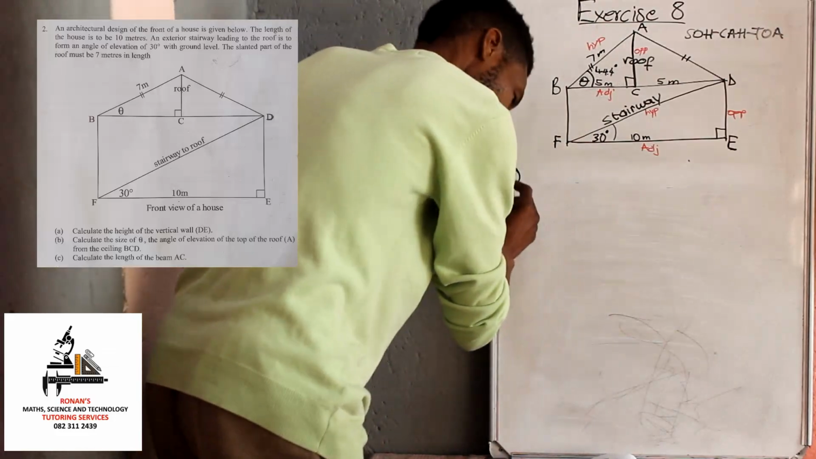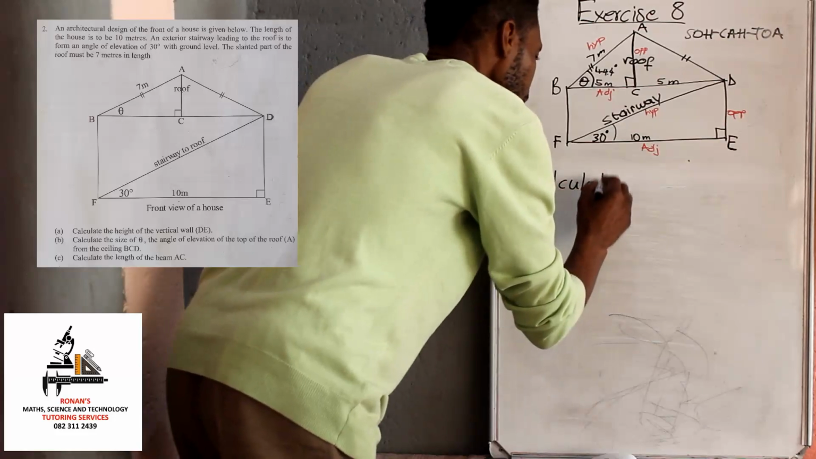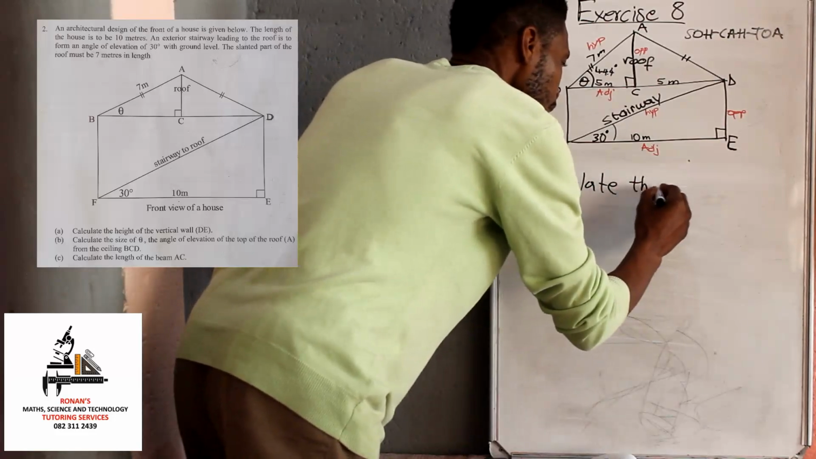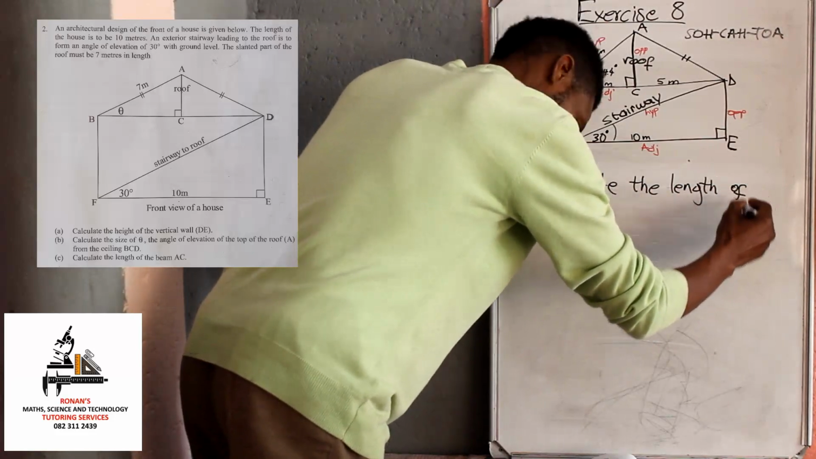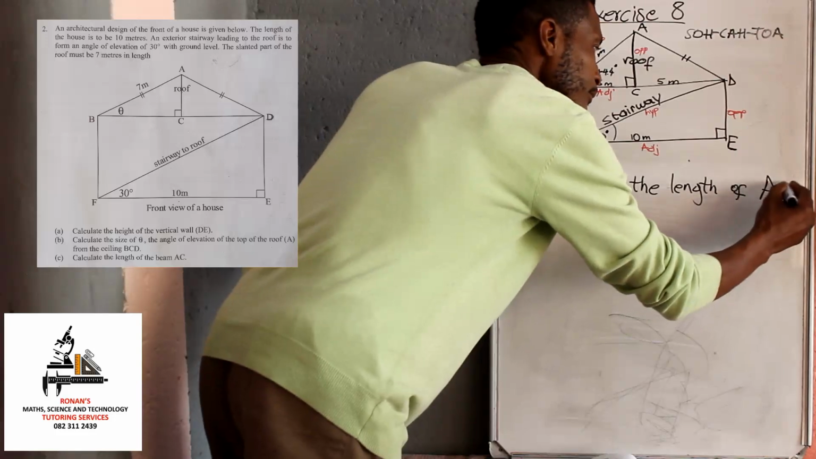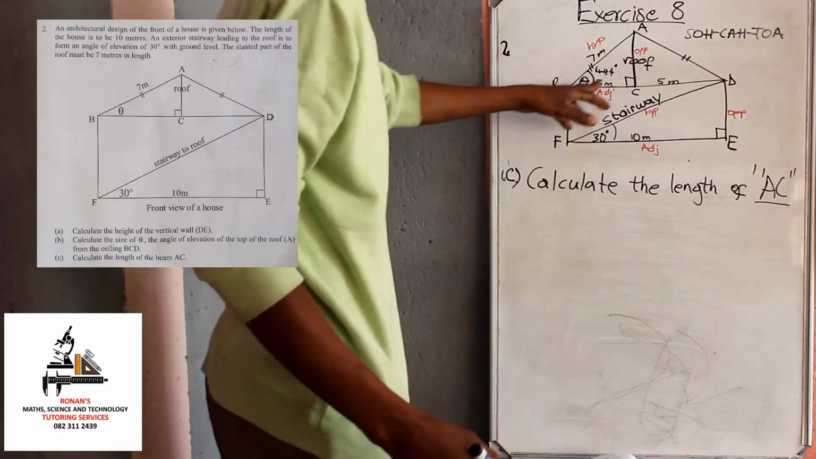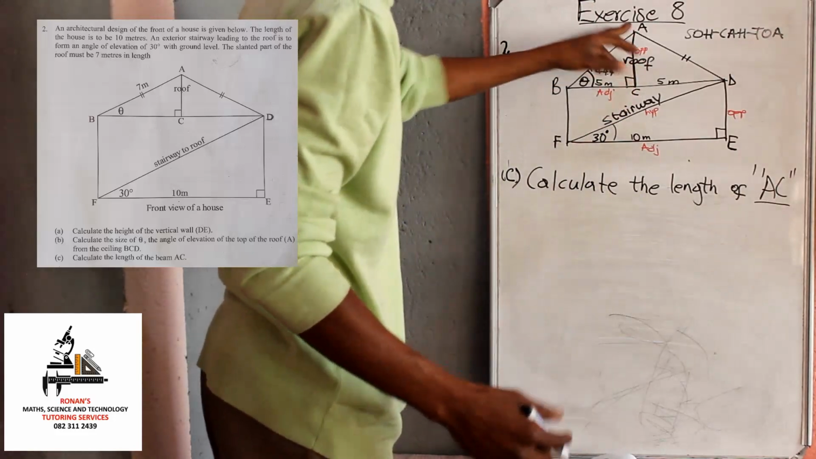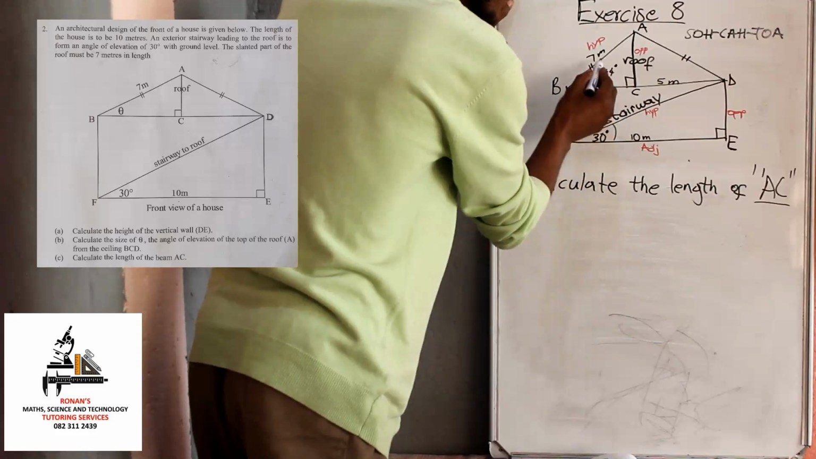They say calculate the length of AC. Now AC is the opposite side in this triangle, of which we already know that this is 5 meters, that's 7 meters.